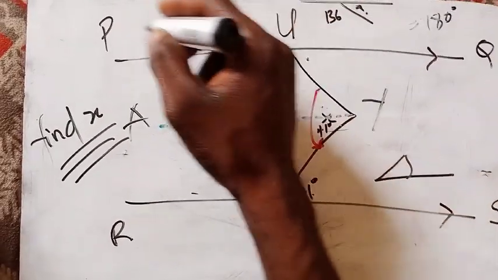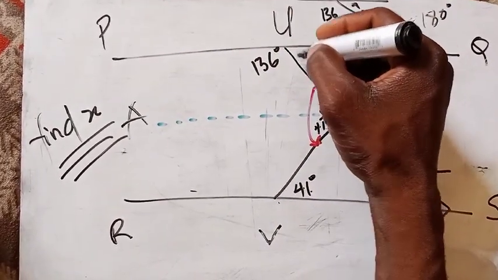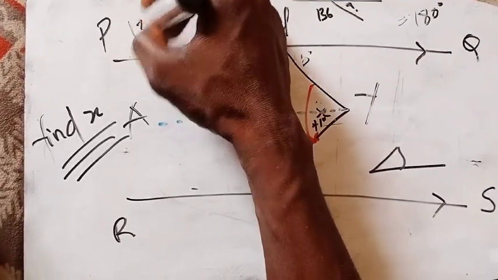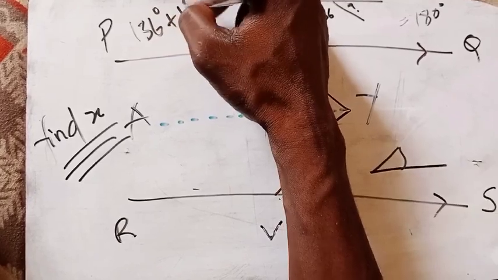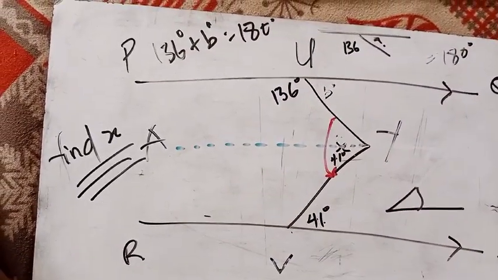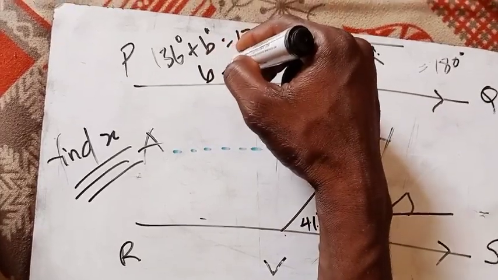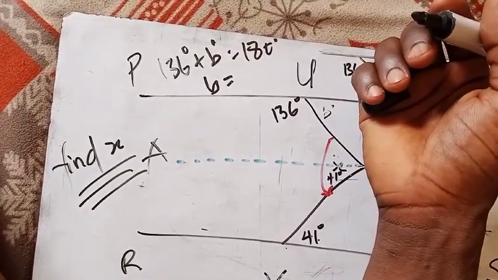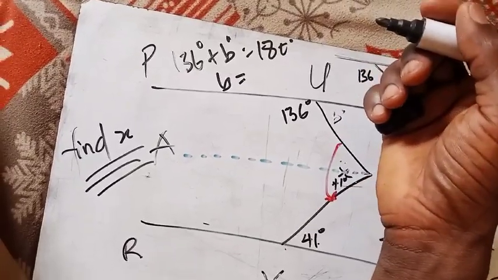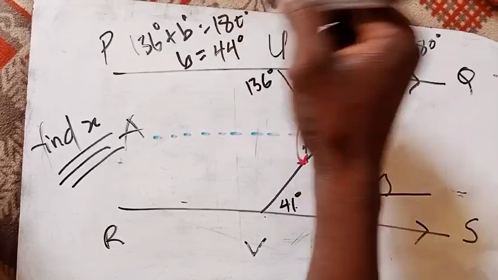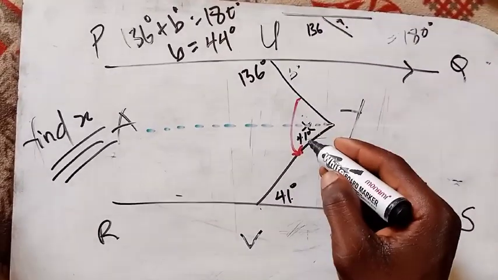So here you can just name it anything of your interest. So let's say B, right? So we have 136 plus B degrees equal to 180 degrees, right? So solving for this, what do you think B should be equal to? That should be 44 degrees. Remember here is going to be 41.